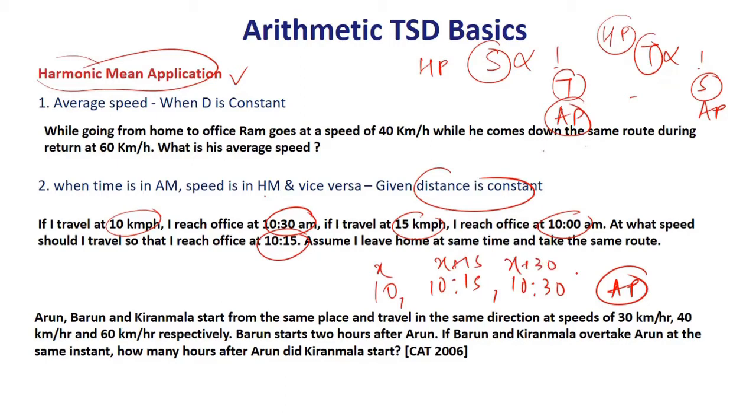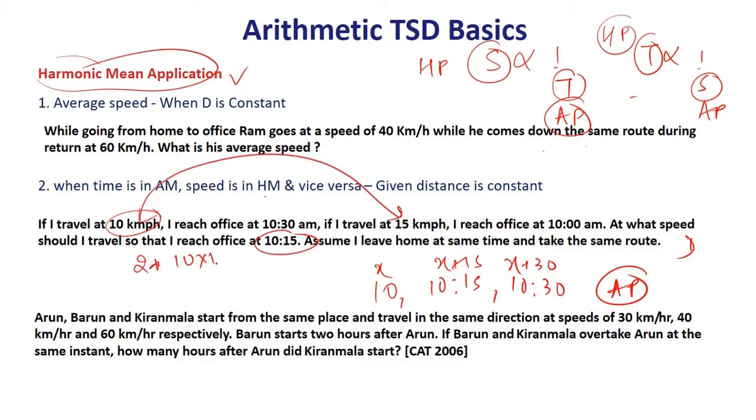This is in AP. Therefore, since the time is in AP and you are taking the same route, meaning distance is a constant, then the speed must be in harmonic mean. So for 10:15, all I have to do is take harmonic mean of 10 and 15. That will become 2 into 10 into 15 upon 25. So 2 times, 5 times, 3 times. So 4 into 3 is 12 km per hour. As simple as that. How simple is this question, if you understand this basic concept.